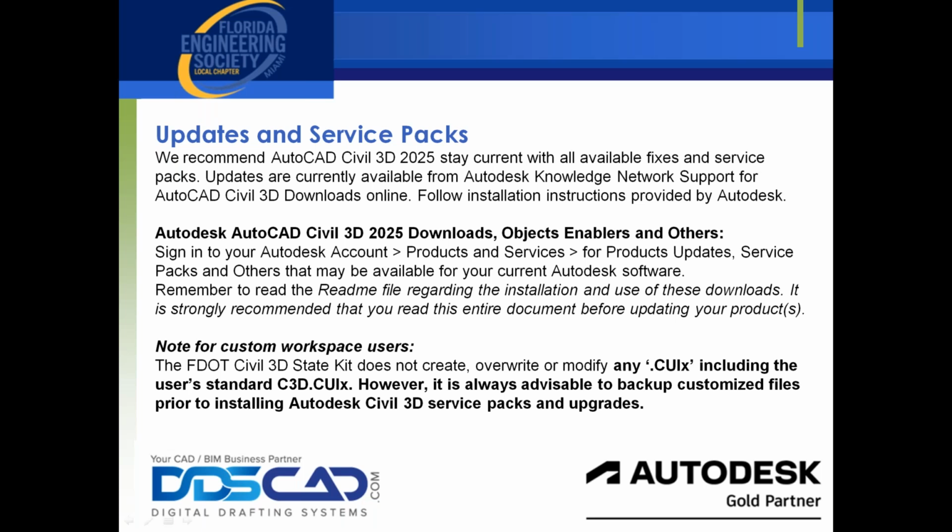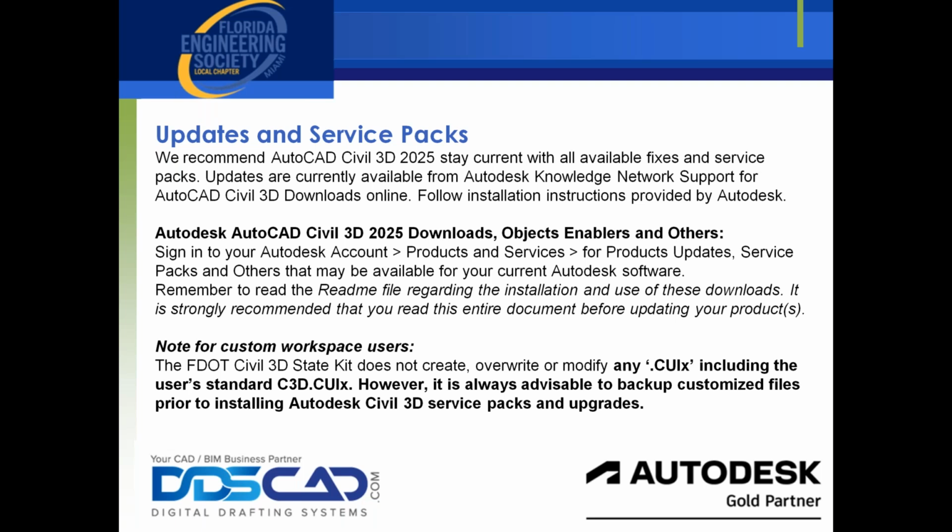Okay, now we recommend always, before you start installing any of the FDOT state kits, that you make sure whatever version of Civil 3D you're using has all the appropriate updates and service packs installed. Now you can use that new access tool that Autodesk has developed to keep your software up to date, or you can log into your subscription account, go to products and services, product updates, service packs and updates, and you can download the updates from there.